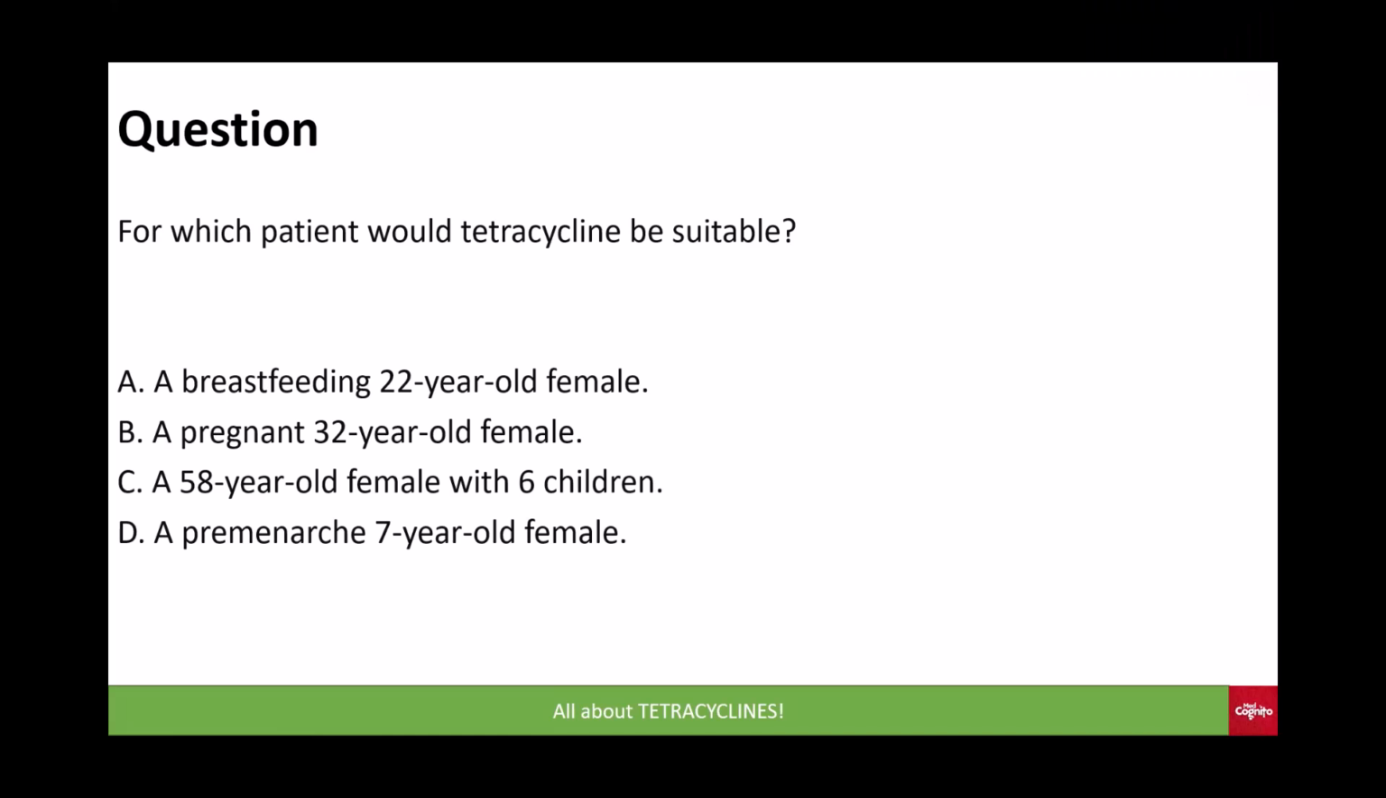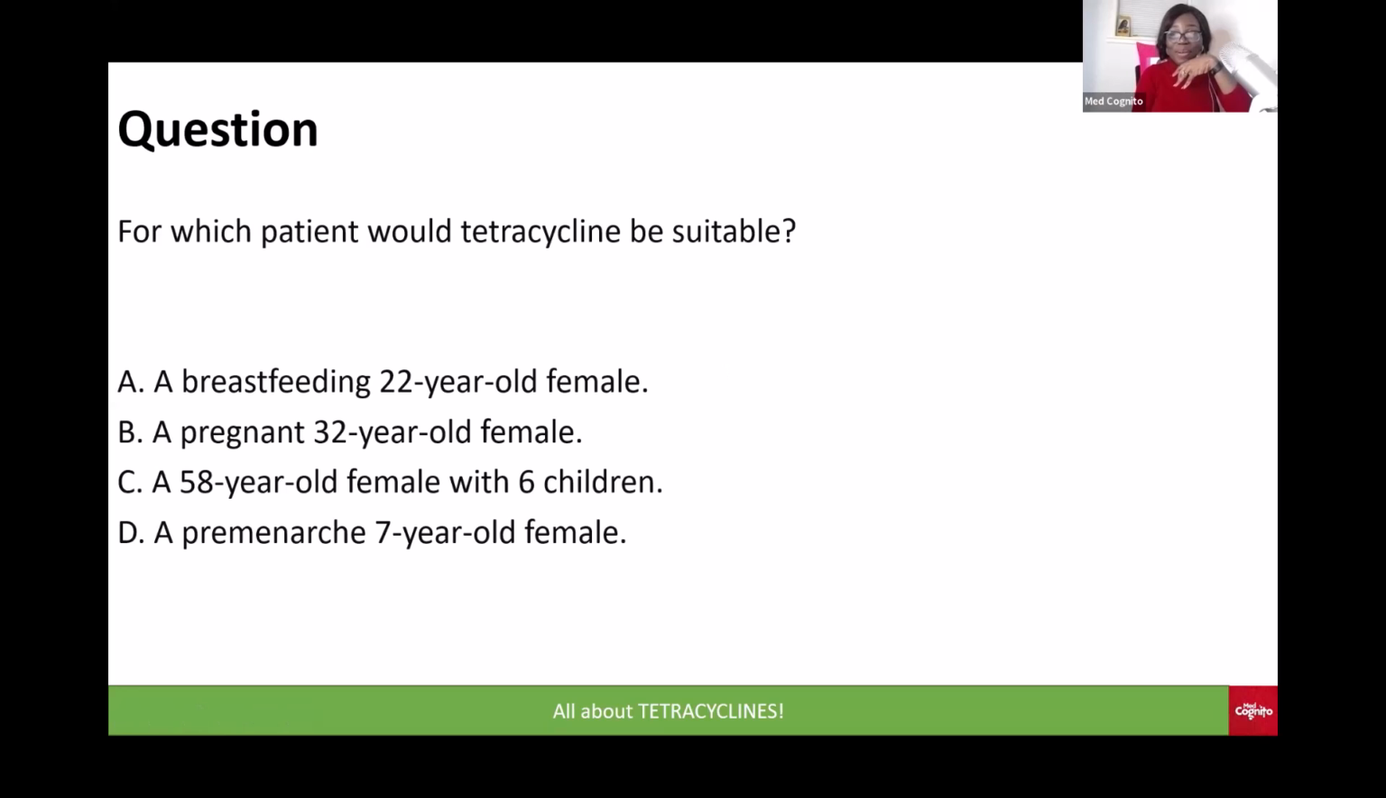Okay, let me go ahead. Sure, Randy. Okay, for which patient would tetracycline be suitable? A, a breastfeeding 22-year-old female. B, a pregnant 32-year-old female. C, a 58-year-old female with 6 children. D, a pregnant 7-year-old female. All right, so what's the answer here?